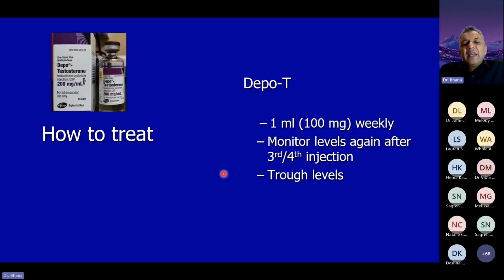And basically, after about the 3rd or 4th injection, you want to get a trough level. So you want to get the worst level. That means if your client has been told to inject every Monday, you want the next test, once you've got a nice steady state level between the 3rd and 4th week, the day before they're going to go for the next jab, which is a Monday, on a Sunday, you want to do a blood test.